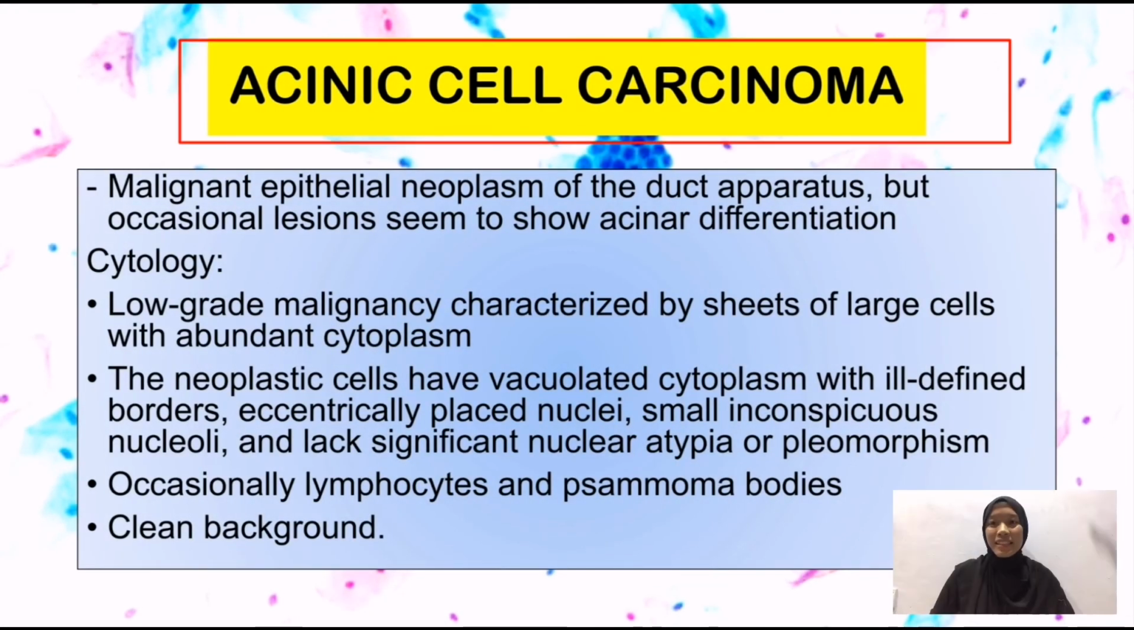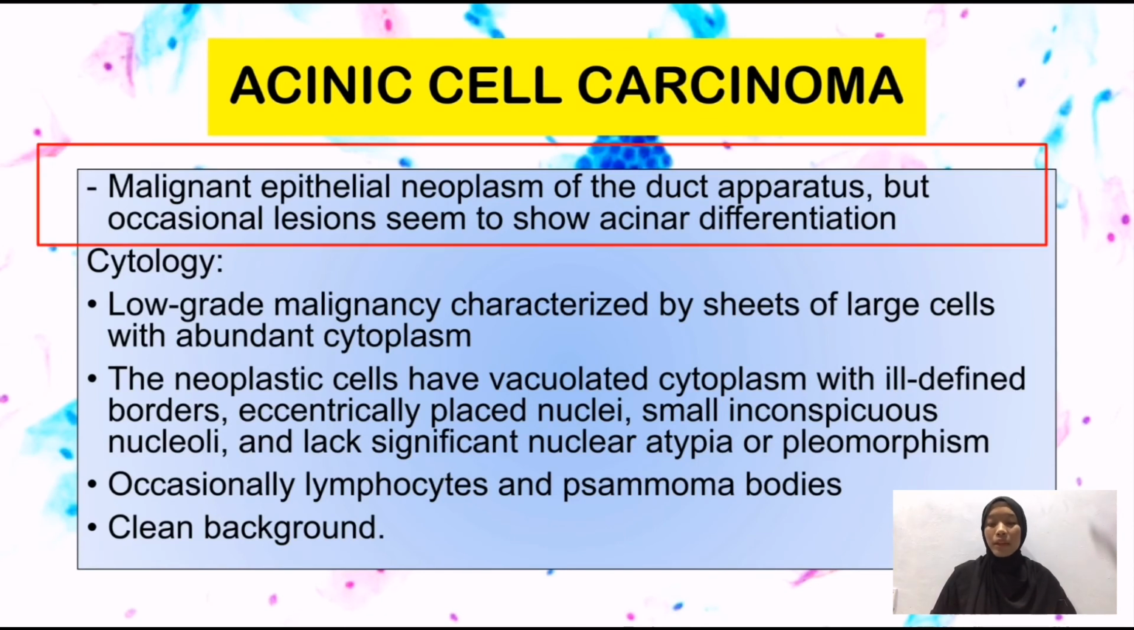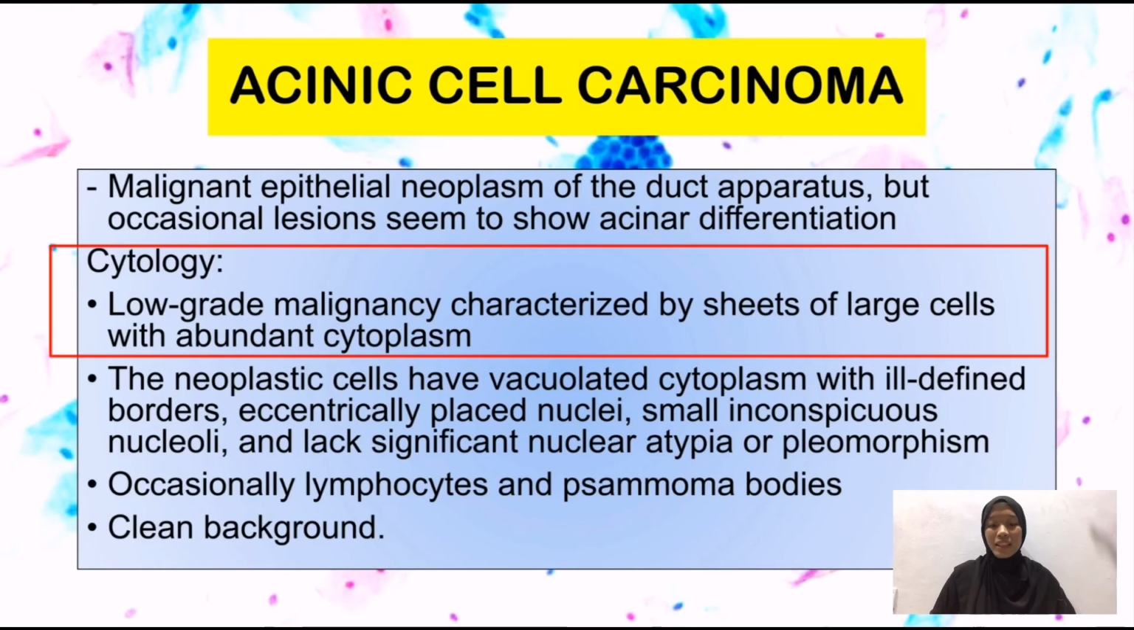Next is acinic cell carcinoma. Acinic cell carcinoma is a malignant epithelial neoplasm of the duct apparatus, but occasional lesions seem to show acinar differentiation. The cytology is low-grade malignancy characterized by sheets of large cells with abundant cytoplasm.